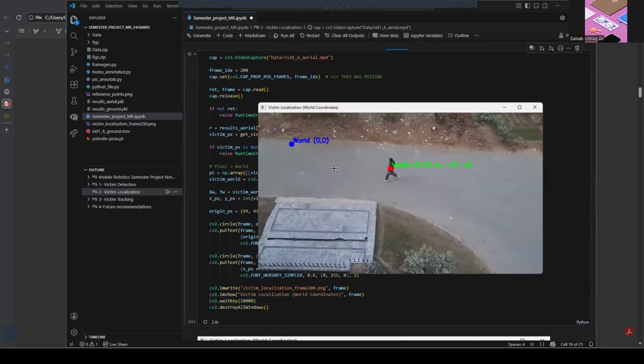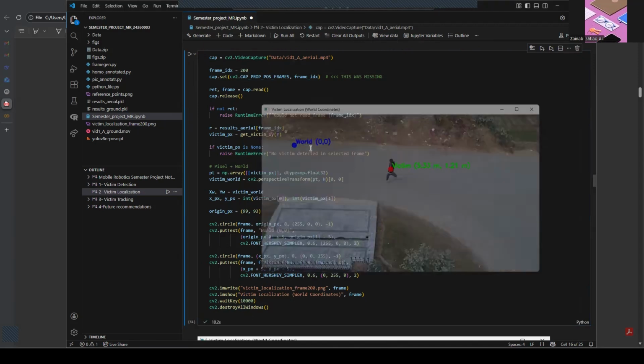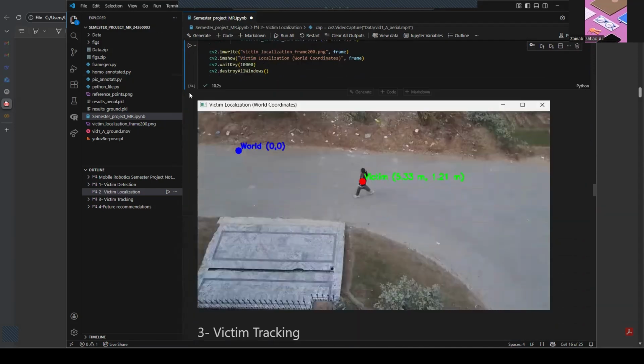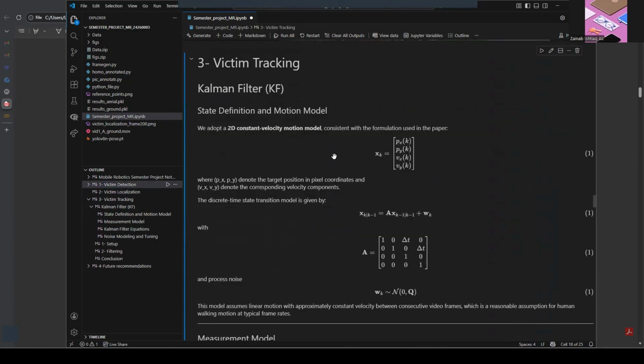Okay, so my victim with reference to my world frame is at 5 meters and 1.2 meters. So you can imagine from this blue dot how far the person is. Okay, and then I also have an image over here which shows where my victim is with respect to this reference point of the world. Okay, so let's move on to our Kalman filter, which is the main essence of our project.